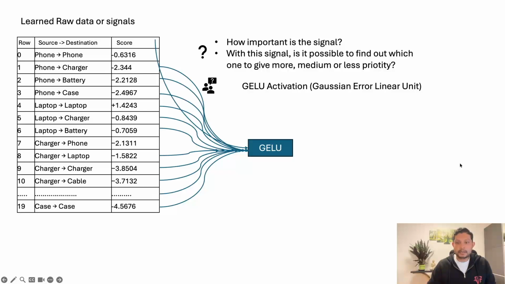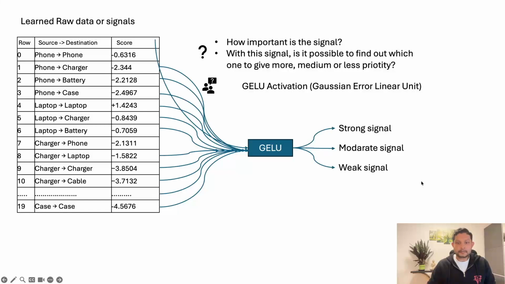One thing to notice here is that some signals are negative and some are positive. For example, some scores are negative and some are positive. But that does not matter, because the absolute value of the signal, or the logits, does not matter. Only the difference between them matters. It does not matter whether the value is negative or positive, only the difference between them.